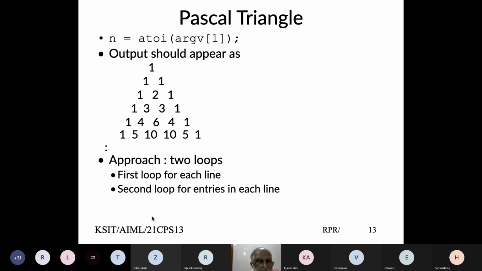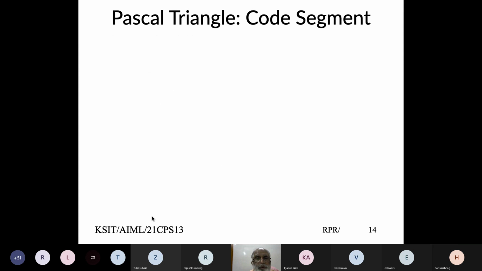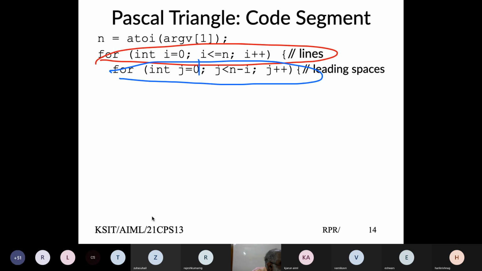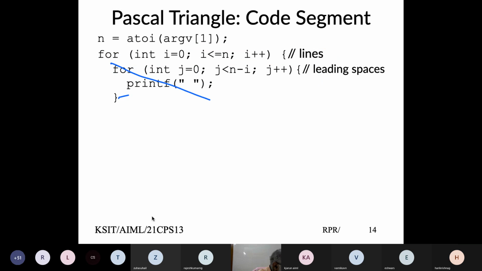You need two loops: the first loop for each line, and the second loop for each entry in the line, which is the binomial coefficient, and compute that. So this is my first loop. This is my second loop. Actually, I should only run 1 to n and print 1 there before. So leave away this first part. I'll tell you why I'm doing that. For the moment, you can just ignore this part.